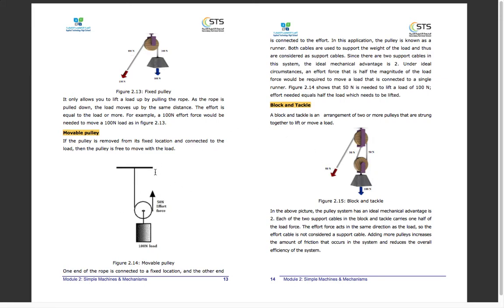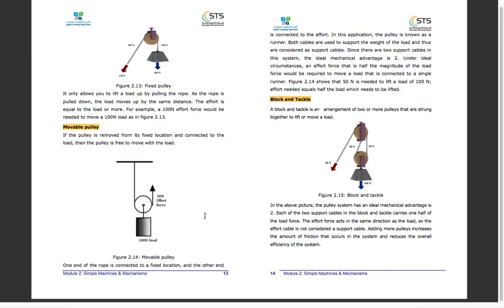Look at this diagram again. Why is this a support cable? Because the weight points down and this points up. The directions are different. So this is a support cable. Therefore, there are 2 support cables.